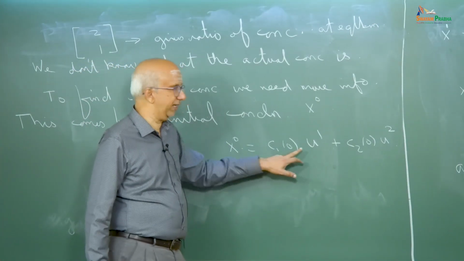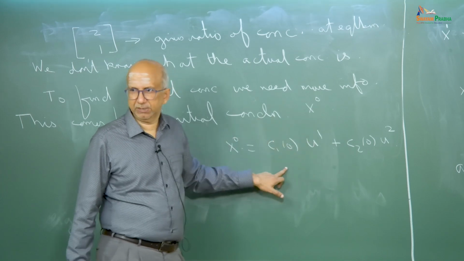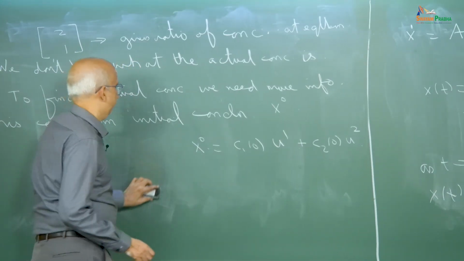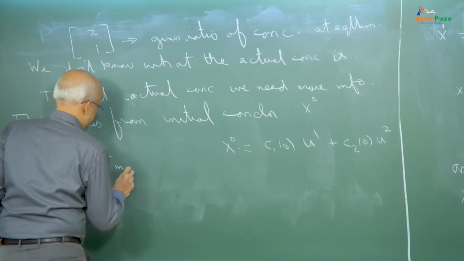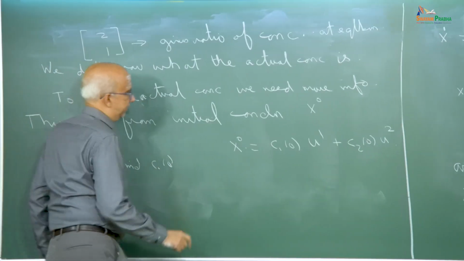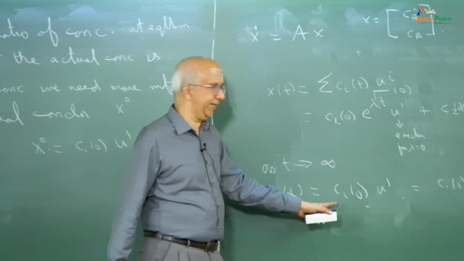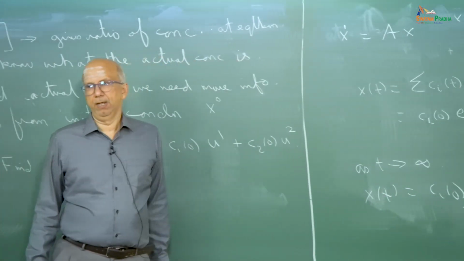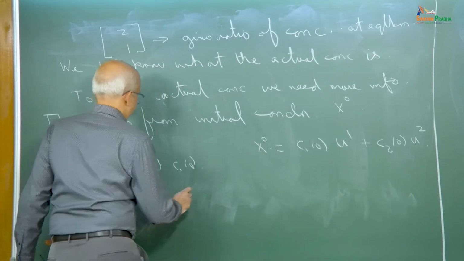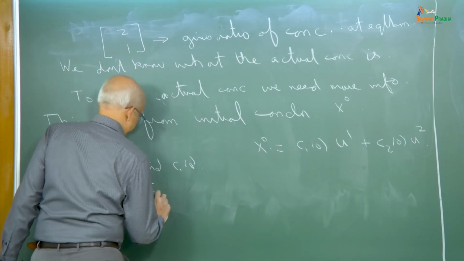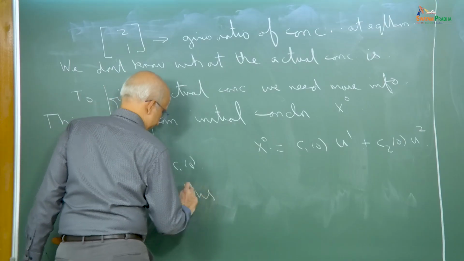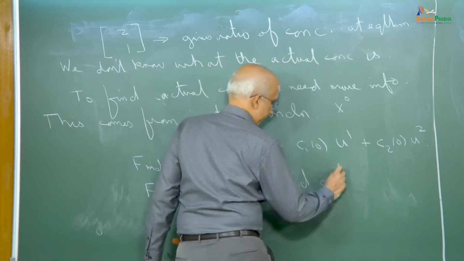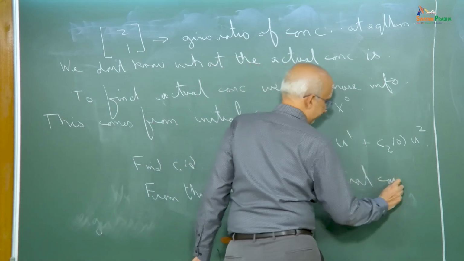To find Ci of t, I will use orthogonality and find C1 of 0. Okay. So, find C1 of 0. Once I find C1 of 0, at t equal to infinity, I can calculate what the actual concentration is. From this, we can find the actual concentration.